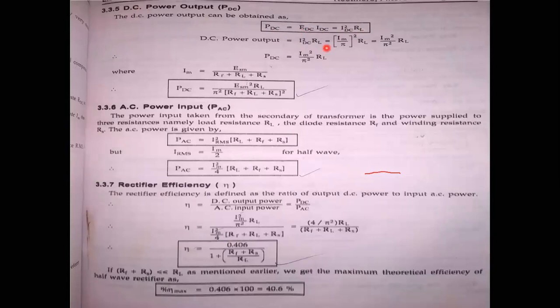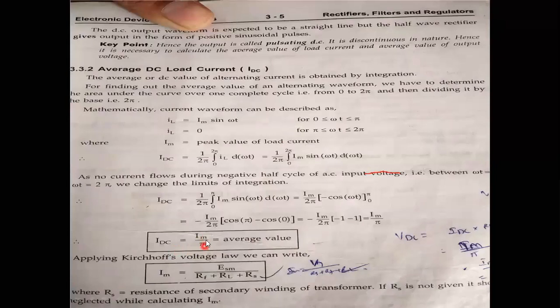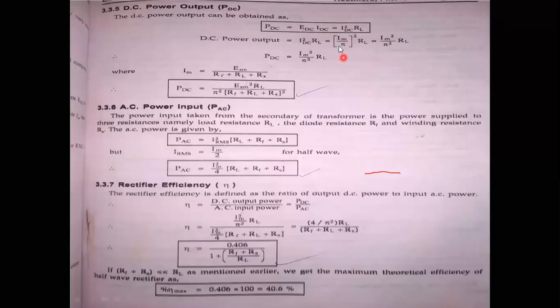So what is IDC? Im by pi. You already found it. IDC equal to Im by pi. So Im by pi whole square into RL. So Im square by pi square into RL. What is Im? ESM by RF plus RS plus RL. Substitute this here. Em square RL by pi square into RF plus RL plus RS whole square.